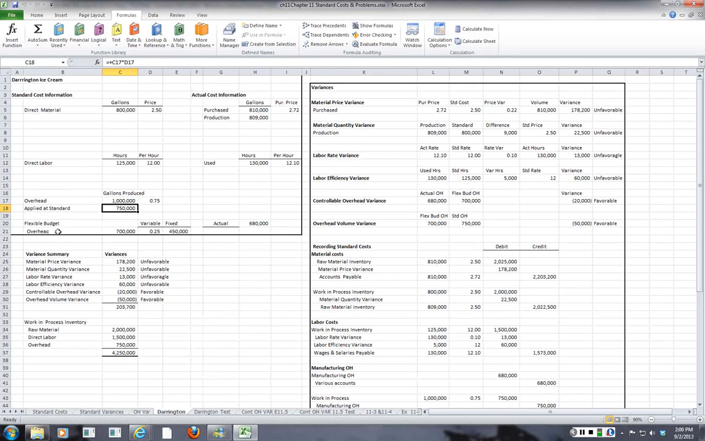The flexible budget overhead is $700,000, and to get that is a combination of $450,000 of fixed plus 25 cents for each one of those times a million gallons to come up with this $700,000 of flexible budget overhead. The actual overhead is $680,000. Now what we're going to do is come up with the variances first. So you can see we're going to start with the material price variance.